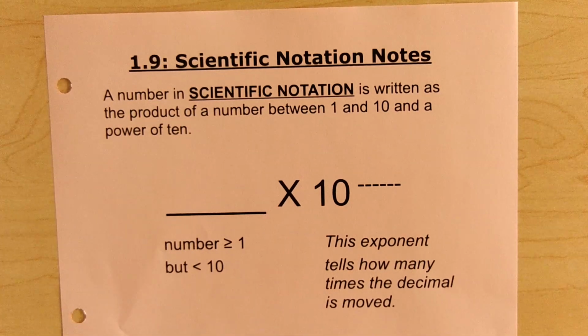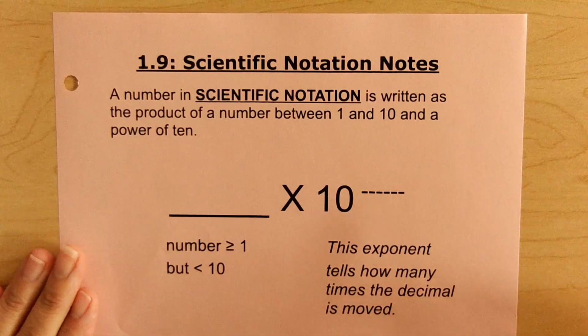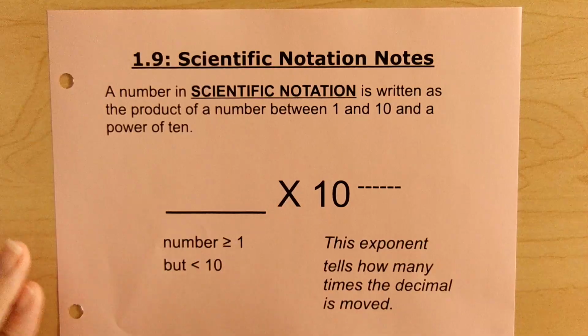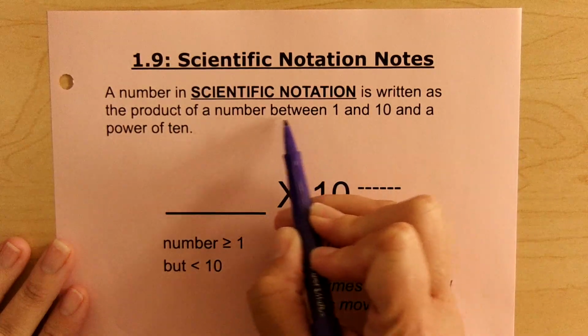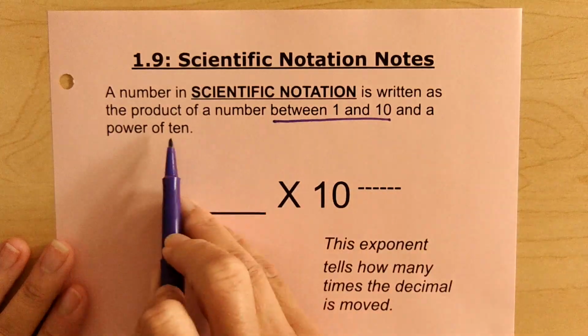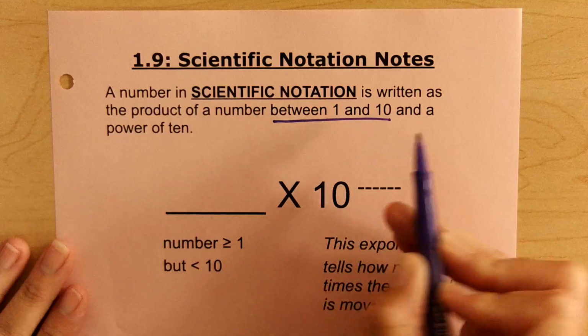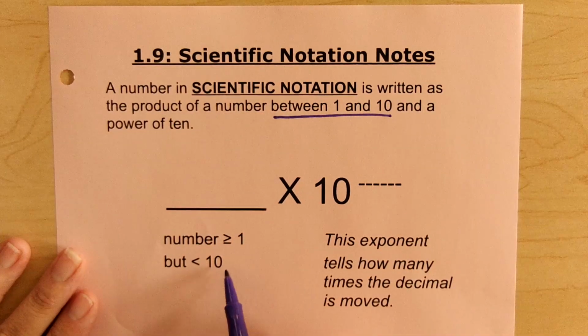All right, so now you know a little bit about scientific notation. So we're gonna go through a couple notes and examples. So the big thing that we need to remember is our first number should be between 1 and 10. So that's greater than or equal to 1 and less than 10.